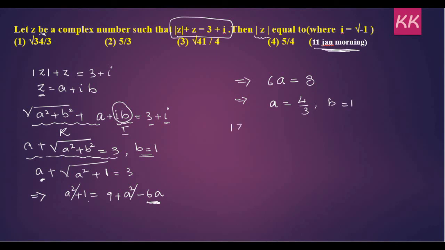Now, we want mod Z. What is the mod Z formula? Root of a square plus b square. After substitution of a and b, we get a square is 16 by 9 and b square is 1. So, 9 is the LCM, and the square root of 9 is 3, and in the numerator we get 16 plus 9, and the square root of 25 is 5. So, at the end, modulus of Z is equal to 5 by 3. So, here we have that option: mod Z is equal to 5 by 3.